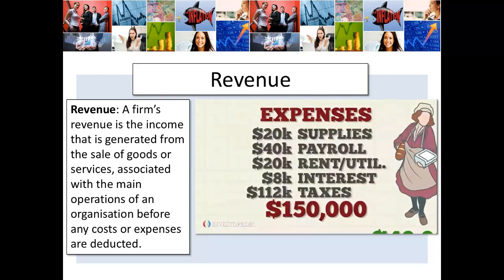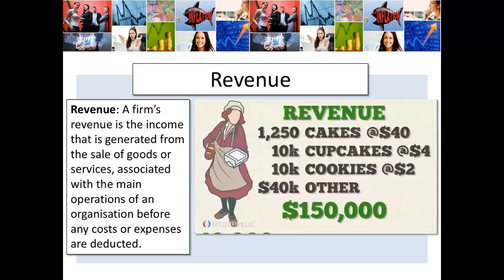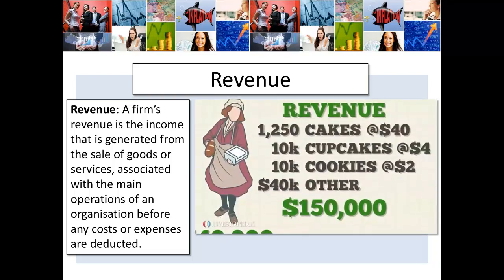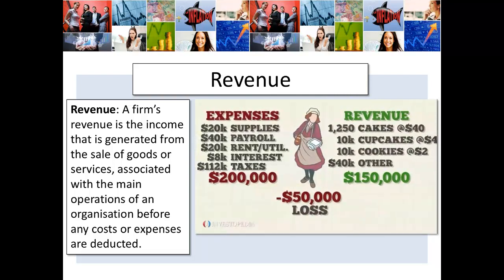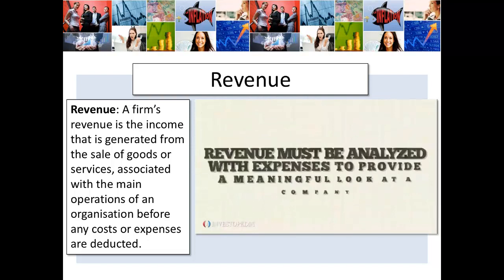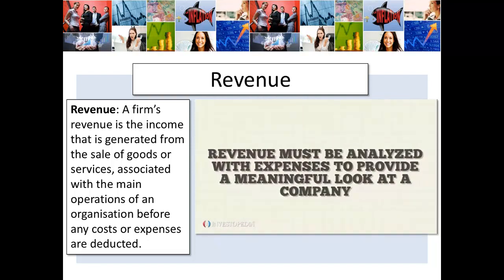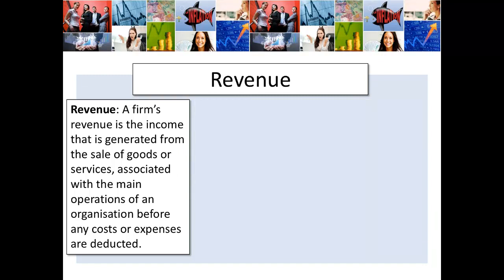But if her expenses totaled $200,000, that $150,000 revenue would be insufficient, leaving her with a $50,000 loss for the quarter. Thus, revenue is important, but it must be analyzed with expenses to provide a meaningful look at a company. A nice little introduction to revenue there, especially in the context of considering expenses as well, the firm's costs. Okay, so revenue is income that's generated by a firm from the sale of the goods or services it produces.